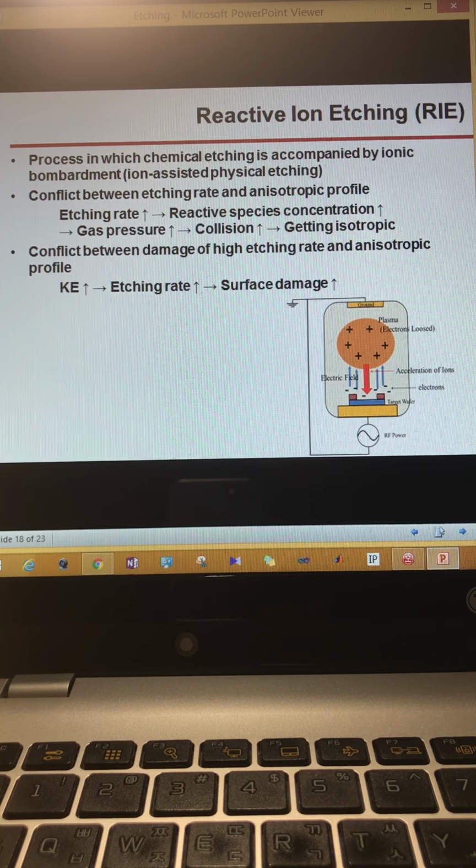Reactive ion etching is the case of adding gas, and it has the advantage of increasing the etching rate. But there is a disadvantage that it can go from anisotropic to isotropic. It can damage the surface, and the uniformity varies depending on the density.